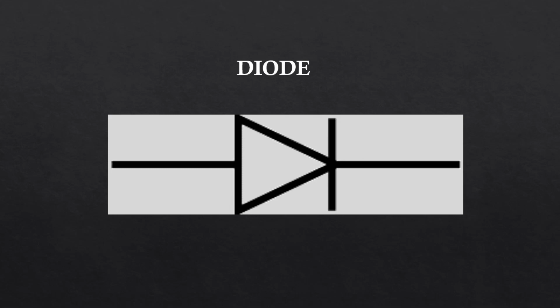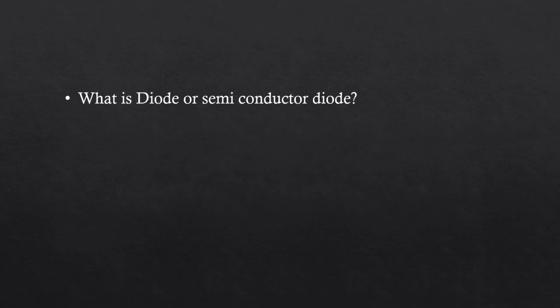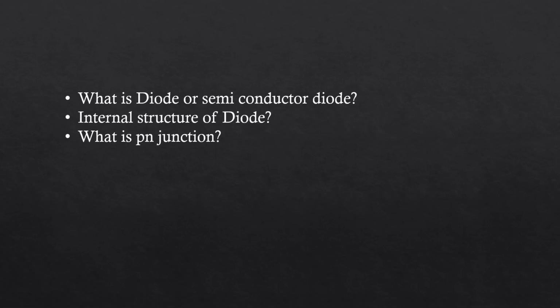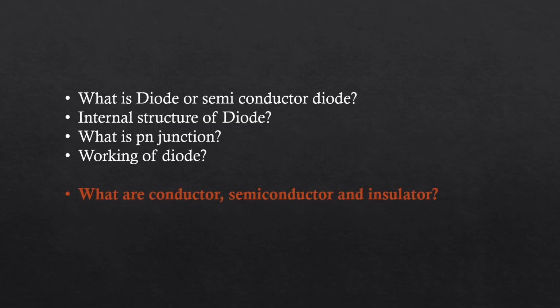So today we are going to discuss diode. What is a diode or a semiconductor diode? Internal structure of diode. What is PN junction? Working of diode. But before going towards the study of diode, we have to get a little information about what are conductors, semiconductors and insulators.